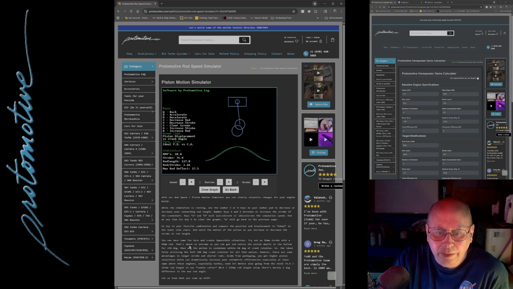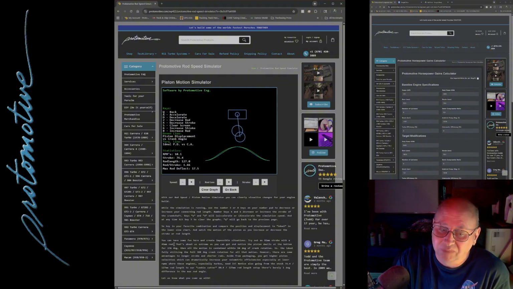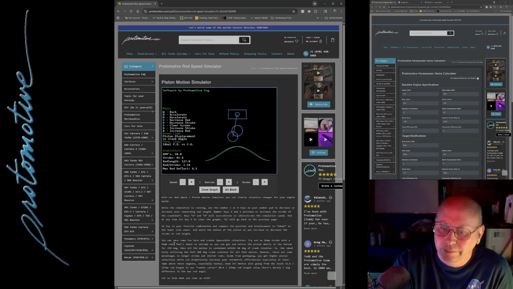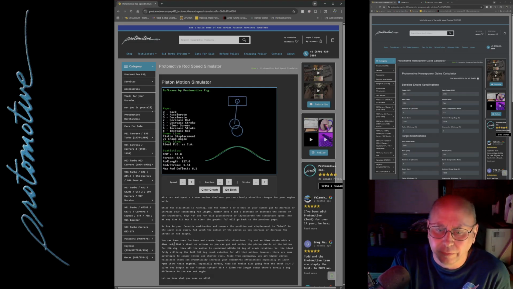You can have some fun here and create impossible situations. Try out an 82 millimeter stroke with a 41 millimeter rod. Okay, let's key that in. So 82 millimeter stroke. We can get close, 82.4 with a 41 millimeter rod.